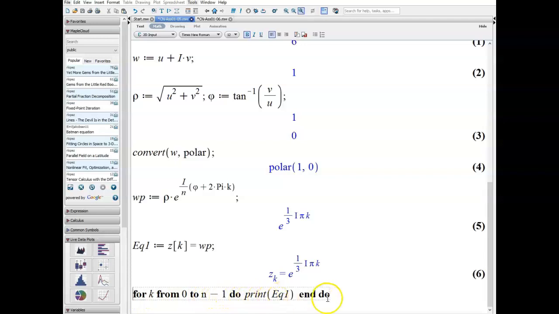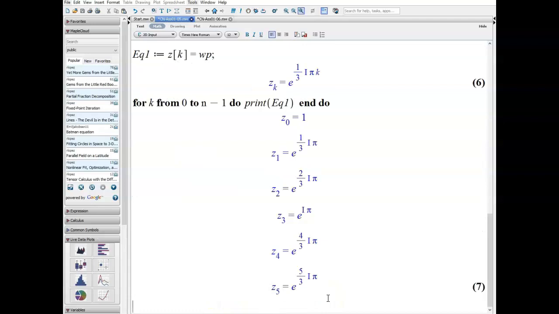Do print equation 1 until the final value is attained. So z0 to z5, these are the 6 roots of unity.